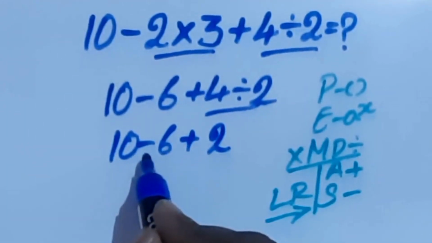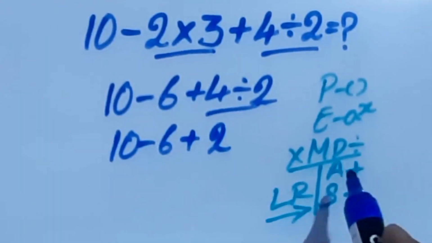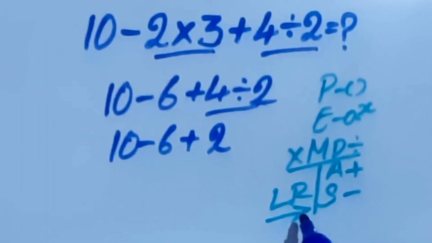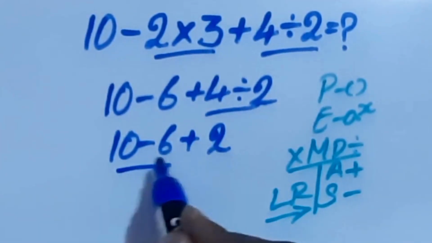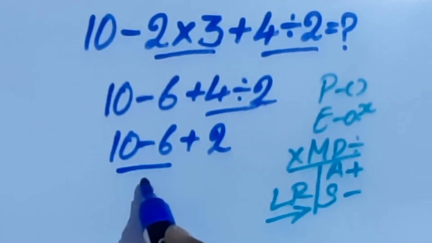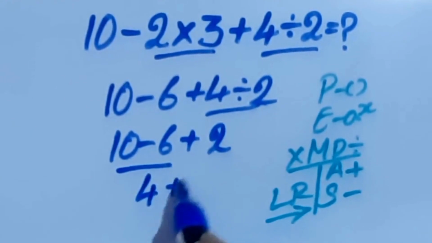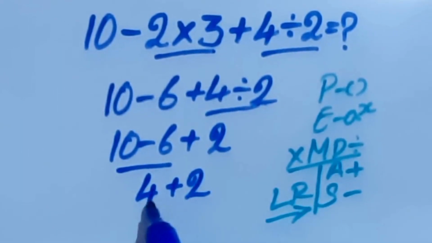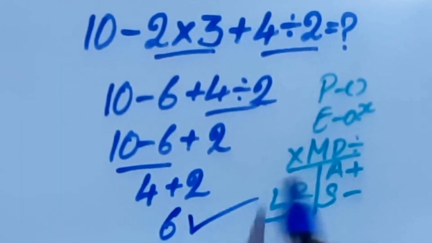Now we have subtraction and addition. Addition and subtraction are both equal priority. For this we are going to follow left to right. Here left to right is 10 minus 6. 10 minus 6 is 4 plus 2. Now 4 plus 2 is 6, which is the correct answer.